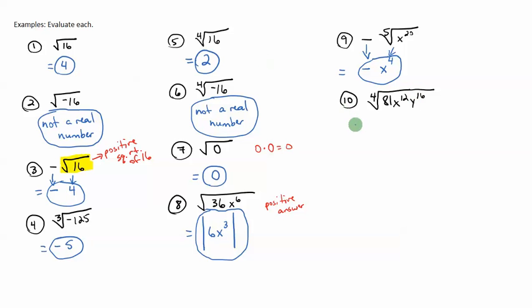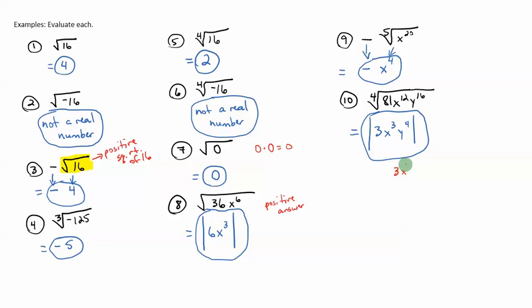Alright, so here we're trying to figure out what will multiply by itself 4 times to be this. I know that 3 times itself 4 times is 81. X to the third times itself 4 times is x to the 12th. And y to the 4th times itself 4 times is y to the 16th. Since this is an even root, I have to make sure my answer is positive, so I just put absolute values around it. Now, let me show you why this is the answer.